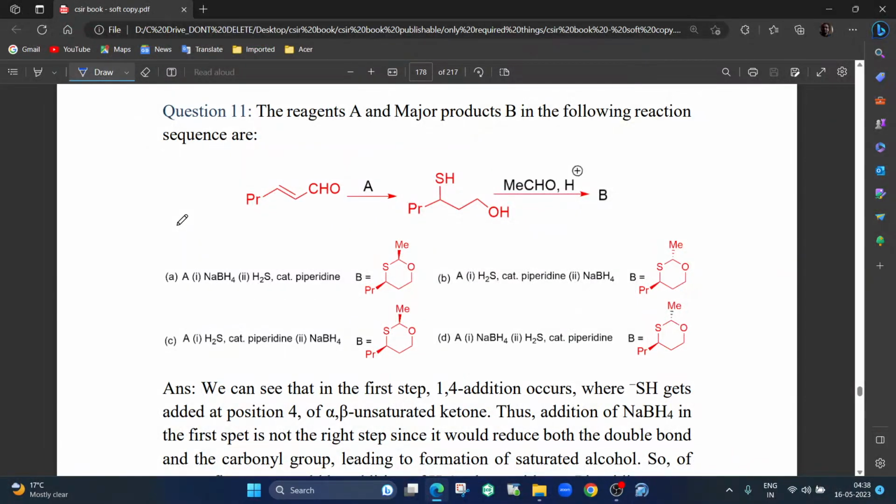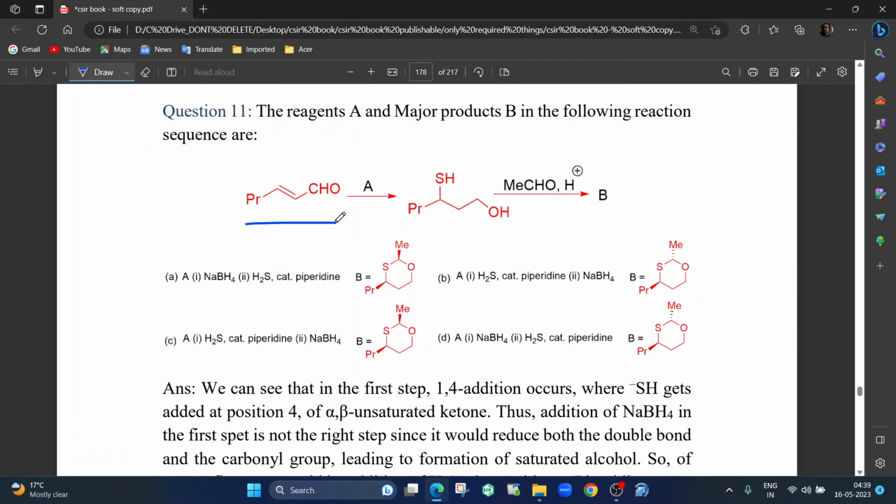Hello everyone, we'll continue with the next 5 organic questions of the NET 2022 September question paper. So let's start with question number 11. I'm doing only the organic questions. The reagents A and major product B in the following reaction sequence are.